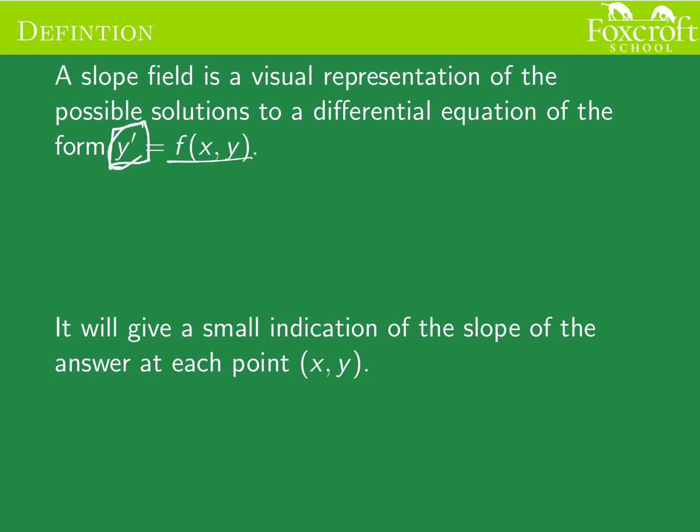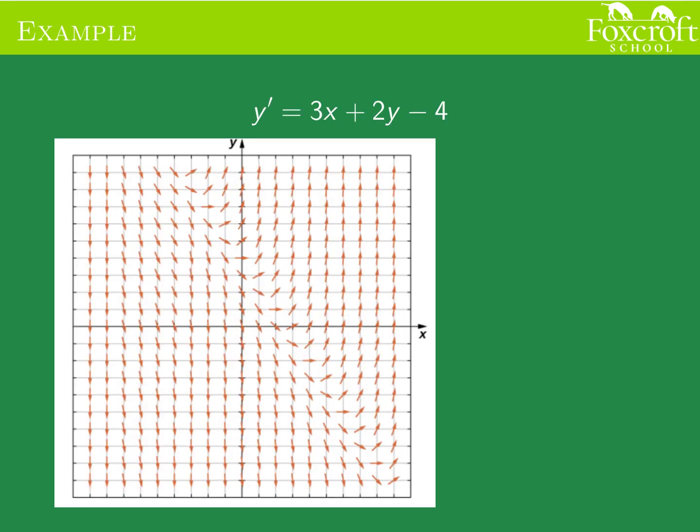So basically this is going to be a bunch of slopes depending on what x and y value I plug in. My slope field is basically going to be a small indication of the slope of the answer at each point. Sounds kind of confusing, but here's what they look like. This is y prime equals 3x plus 2y minus 4. That's my differential equation, and this thing below it is the slope field for that.